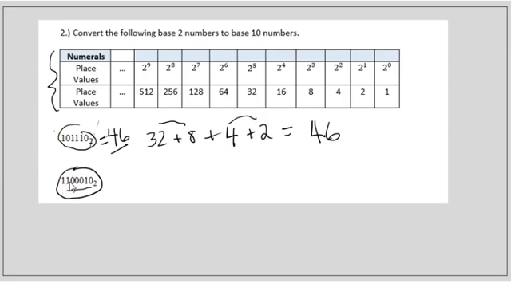Okay, so here I have 1, 2, 3, 4, 5, 6, 7 numbers. So I'm going to start here. I have 1, 1, 3 zeros, a 1, and a 0. So what number do I have? Well, this 1 in this place value is a 64. So I have a 64 plus a 32, right? And then I don't have any of these, and I have a 2. So this is 98. You should have gotten that.